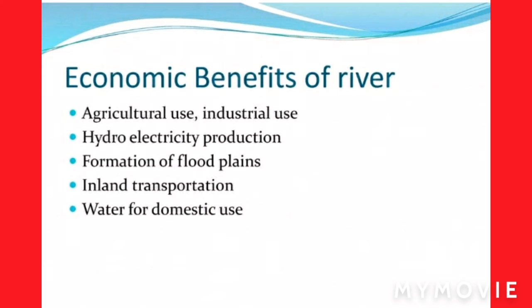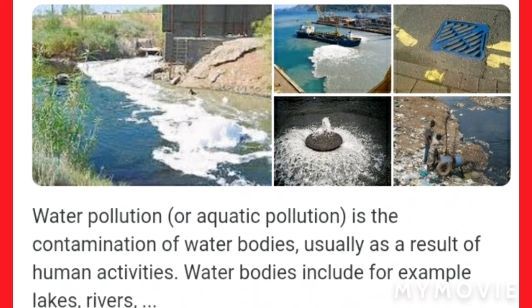Let us take up the role of rivers in the economy of the country. Rivers have been of fundamental importance throughout human history. Water from the river is a basic natural resource essential for various human activities. Rivers are used for agricultural use, industrial use, domestic purpose, navigation, hydroelectricity production, formation of floodplains and inland transportation. Now children, let us take up the last topic, river pollution.